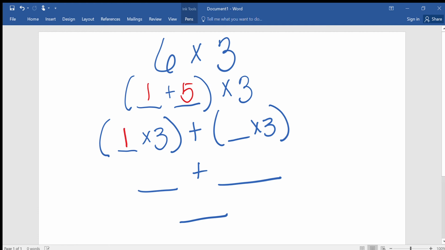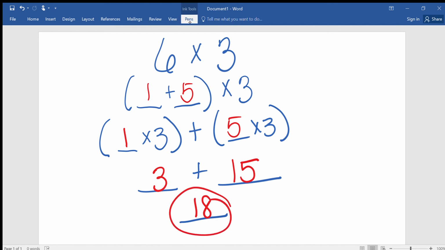So then you would have had 1 times 3, 5 times 3. 1 times 3 is 3. 5 times 3 is 5, 10, 15. 3 plus 15 is 18. So 6 times 3 equals 18. No matter which add-ins you used here, you should have gotten 18.